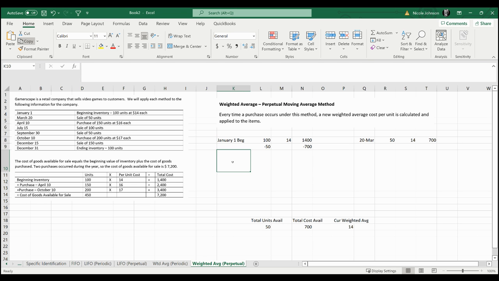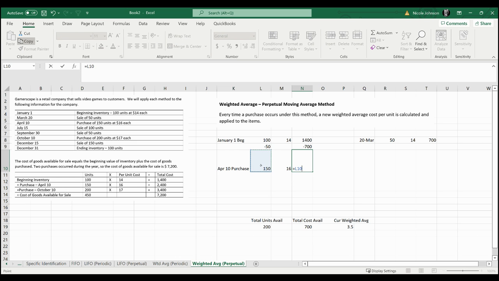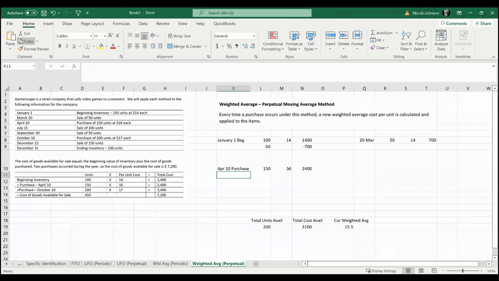But on April 10th, I made a purchase. I purchased 150 units at $16 each. Take 150 times 16. Notice how my current weighted average now changed. Now it's $15.50. So when I make a sale on July 15th, I'm going to be using this new current weighted average. So I sold 100 units. I'm going to put 15.5 right here. 100 times 15.5. We're using all of these to calculate our cost of goods sold.